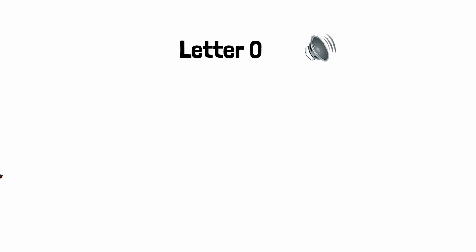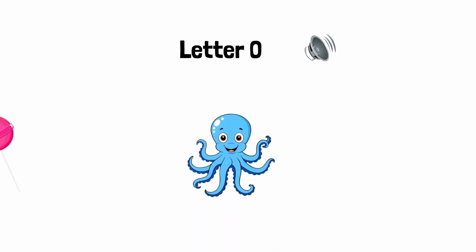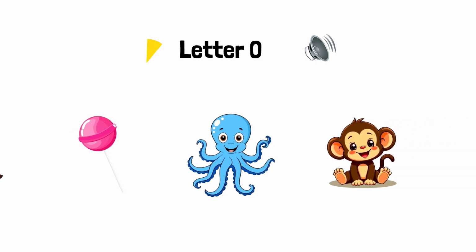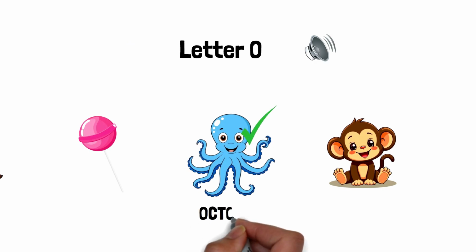Ooh. Which word starts with O? Octopus. Lollipop. Monkey. Correct. O for octopus, octopus.